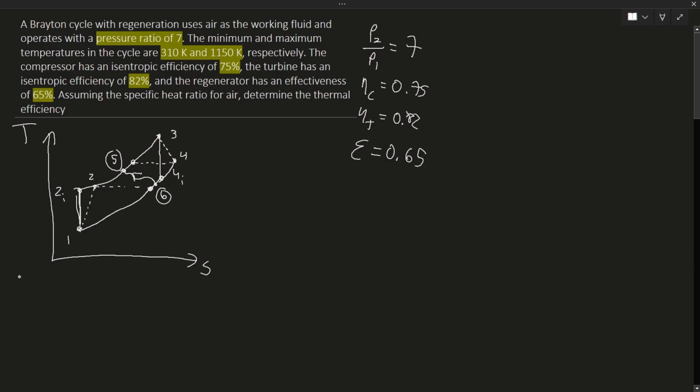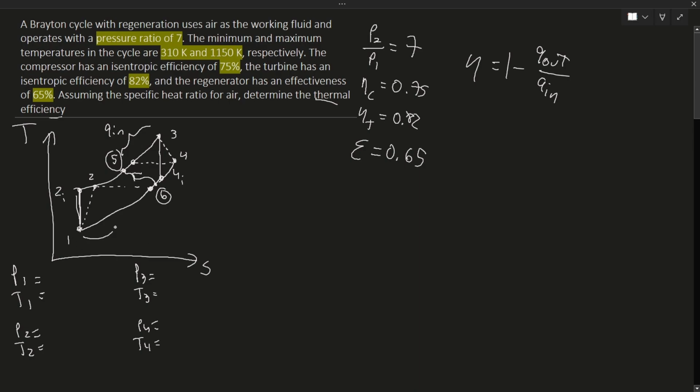So you have P1, T1, P2, T2, P3, T3, P4, T4. All right. Now we can start answering the question. It's asking us the thermal efficiency. So thermal efficiency is equal to 1 minus Q out over Q in. We know that Q in is this point over here, and Q out is over here. So we have to find T1, 2, 3, and 4. And the rest is super easy.